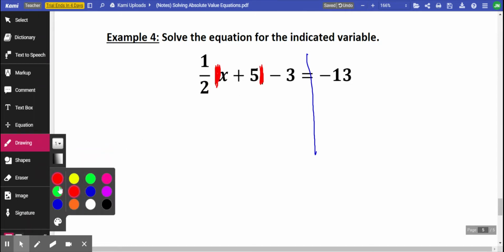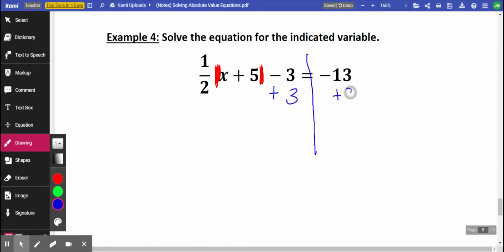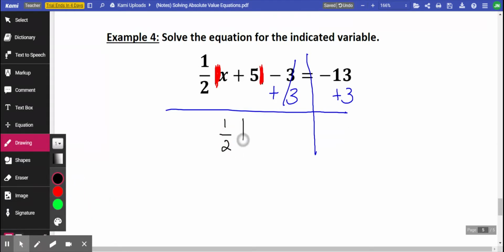So the first thing we need to do to get that alone is move the 3. So that negative 3, we're going to add 3 to both sides. So let's do that. Everything else stays the same. So we're going to drop down 1 over 2 absolute value of x plus 5 is going to be equal to negative 13 plus 3, which is negative 10. Again, we're almost there, but we still have to get rid of that 1 over 2.